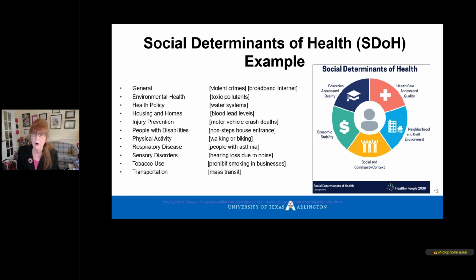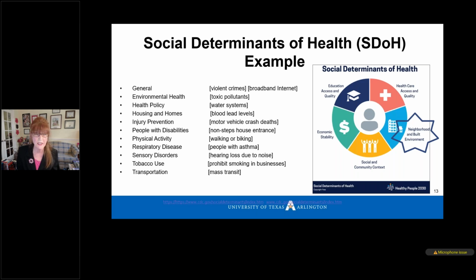They are healthcare access, neighborhoods, social and community context, economic stability, and education. In this particular case, there are some indicators over here that deal with the neighborhoods. And as you know, social determinants are the conditions in the places where you live, where you learn, where you work, and where you play. That indicates your social determinants.